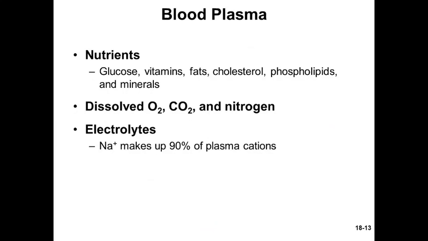There's a fair number of nutrients within the plasma, including glucose and vitamins, fatty acids that are floating around, cholesterol, and then, of course, the dissolved blood gases, oxygen, carbon dioxide, some nitrogen gas as well. And then the electrolytes, sodium, of course, being the most abundant extracellular electrolyte, is no different here in plasma.